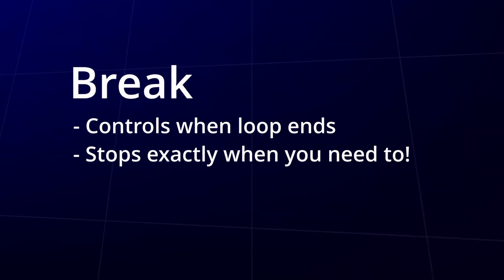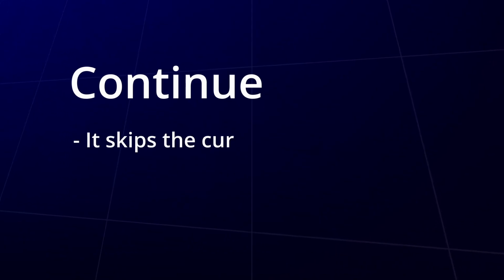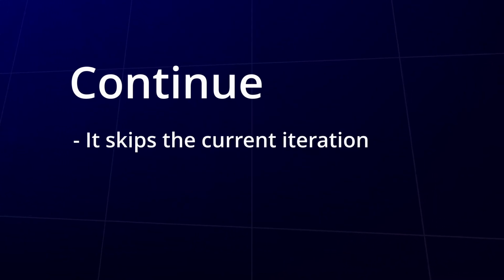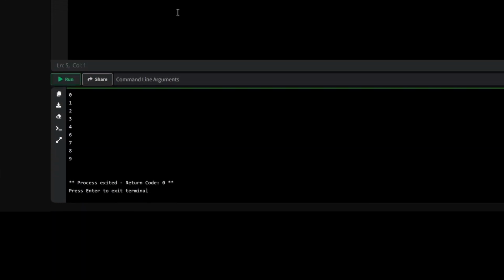But 2 other statements can also help control loops: continue and pass. Let's start with continue. What if you want to skip over certain iterations but keep the loop running? Continue does exactly that. It skips the current iteration and moves to the next one. Check out this example. In this case, the loop ignores number 5, but continues printing the rest. It's like saying, I'm not interested in this one, let's skip ahead.